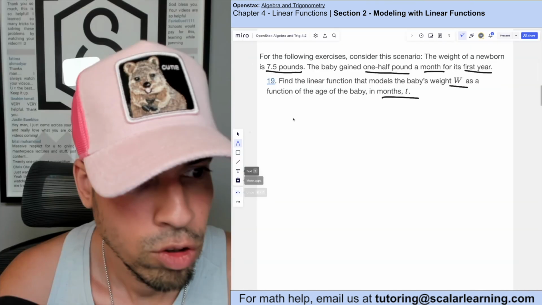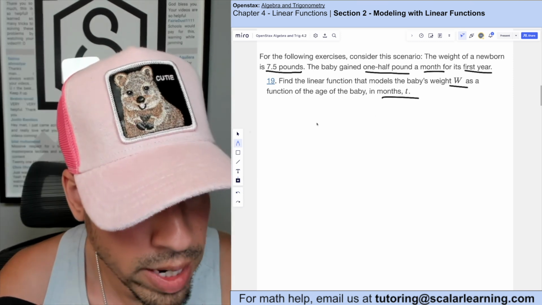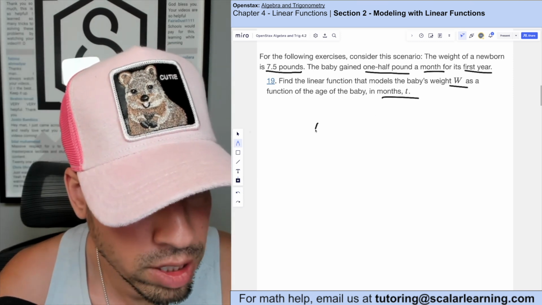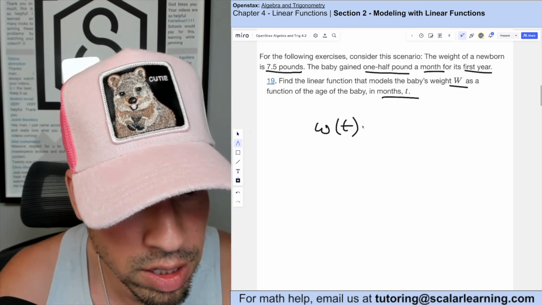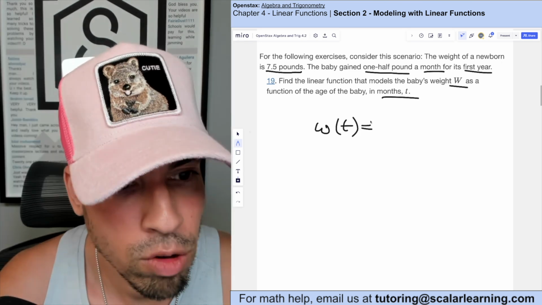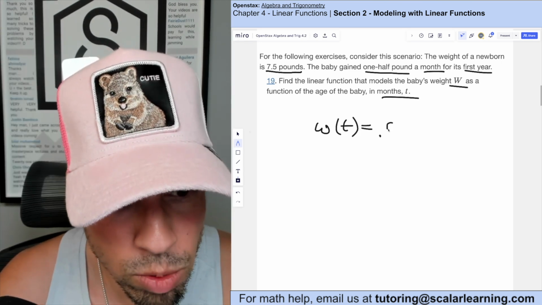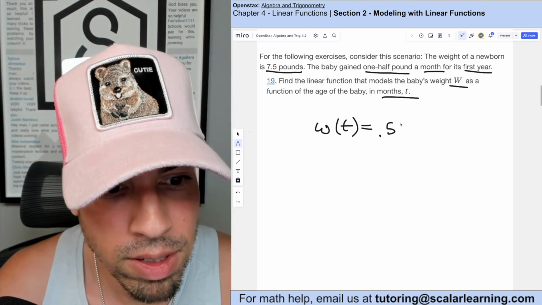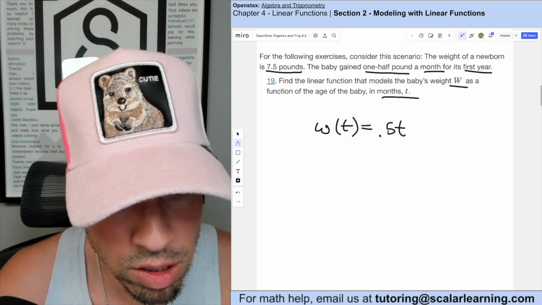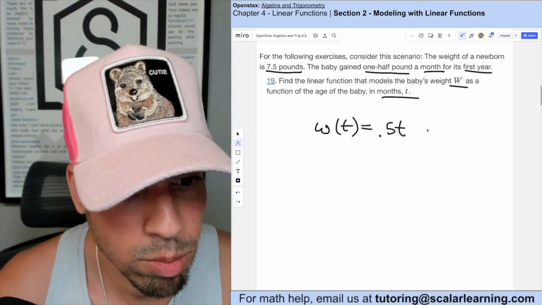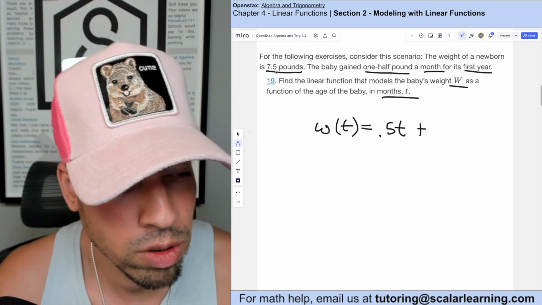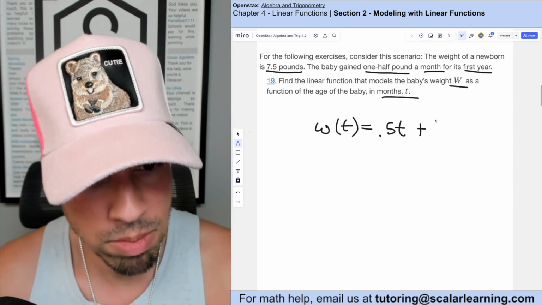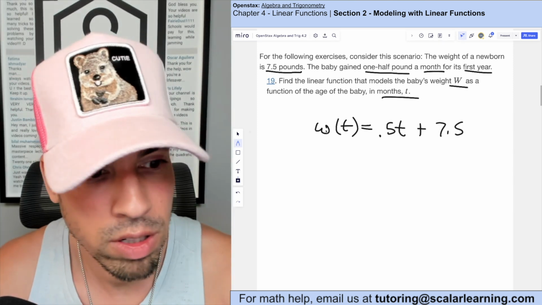Boom, done. So it says find the linear function that models the baby's weight as a function of the age t. So we'll say W of t equals, what's the slope? The slope is 1/2. So I'm going to write that in decimal form only because this is in decimal form. It's arbitrary. 0.5 times the input variable, right? Slope times that t variable plus the initial value, I should say, the y-intercept, 7.5. So there is our linear function.